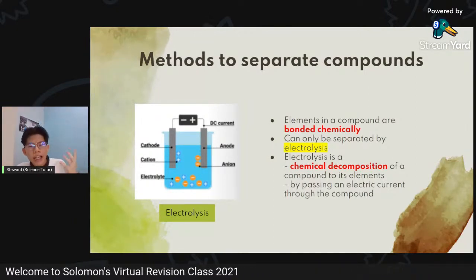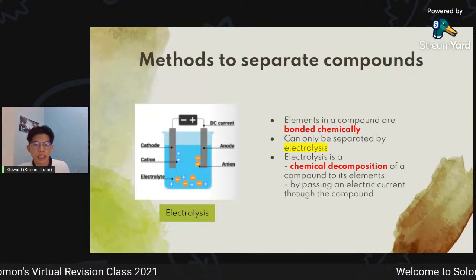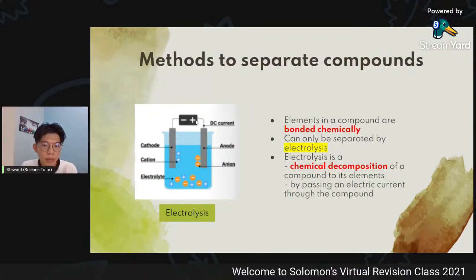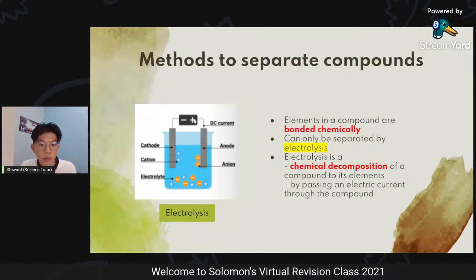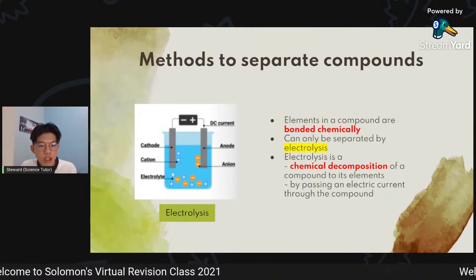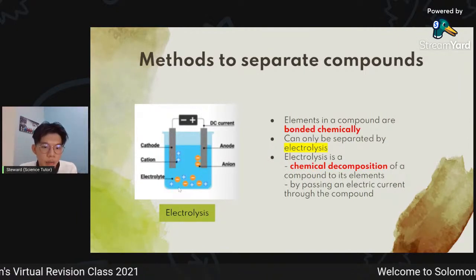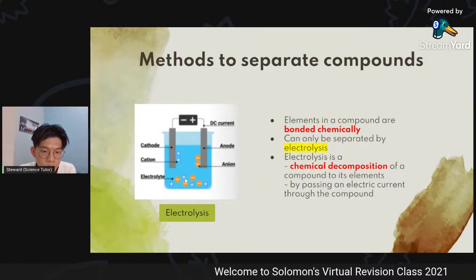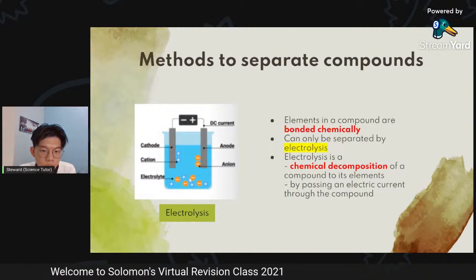All right. So electrolysis, how does it work? Actually, it is by passing an electric current. So why we need a battery here is because we need electricity. We need the electric current to pass through. So actually, you can see in this electrolyte, we got a negative thing here, we got a positive thing here. What are these? These are actually the ions. We got positive ions, we got negative ions.